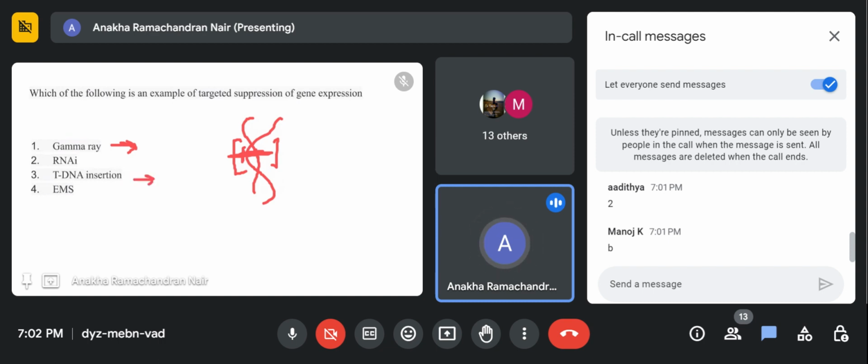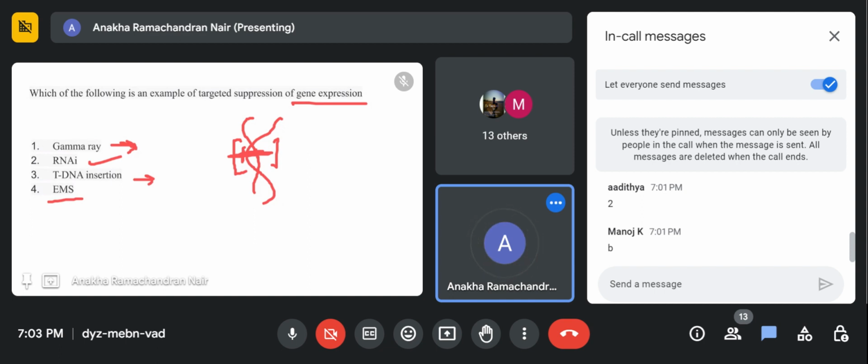tDNA insertion. tDNA is the transfer DNA that is found in Agrobacterium, right? tDNA insertion is used in plant biotechnology to add your gene of interest into the genomic DNA of the plant. So it is not a suppression of gene expression. Okay, and EMS is a chemical mutagen that changes the bases and causes mutations again. So the correct answer in this case is RNAi, that is RNA interference.